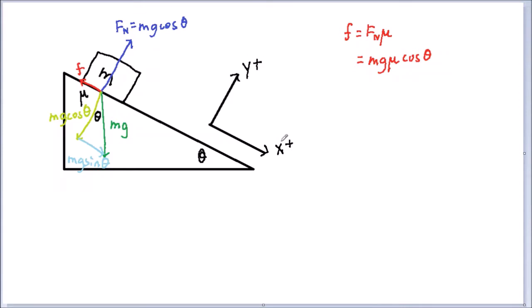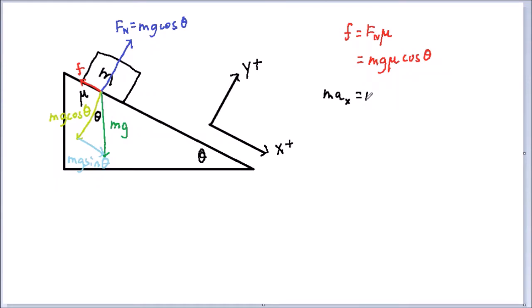But what about the forces on the x-axis? Let's first set the net force, this mass times acceleration in the x direction, equal to something. This is our net force, and what is it going to equal? Well, we see that this mg sine theta in the x direction is going in the positive x direction, so we're going to include that first.